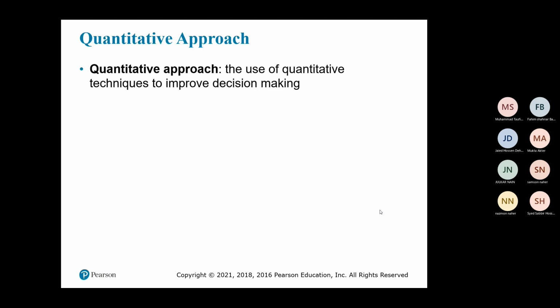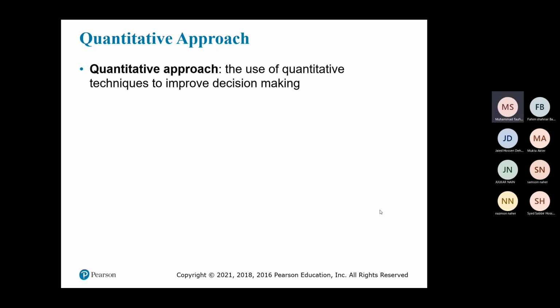Then we have the next evolution of management study. After some time they came up with a new theory, the quantitative approach, which is the use of quantitative techniques to improve decision making. The quantitative approach is more about how managers make their decisions.